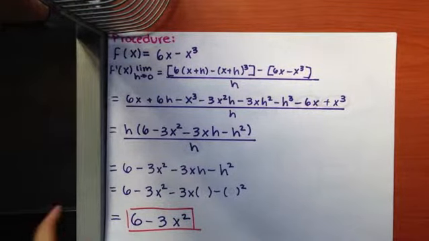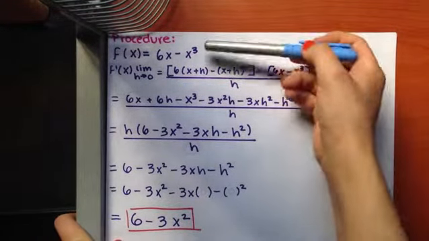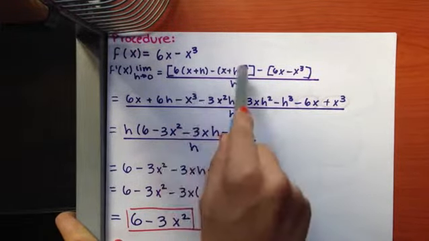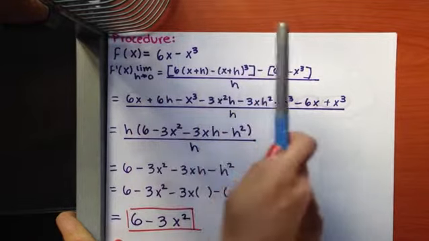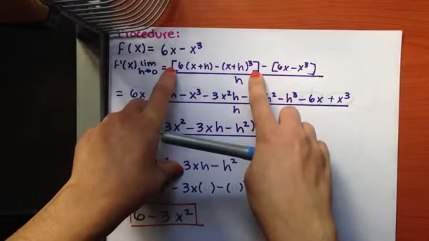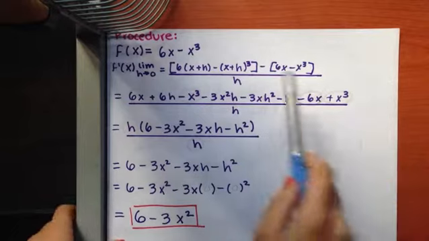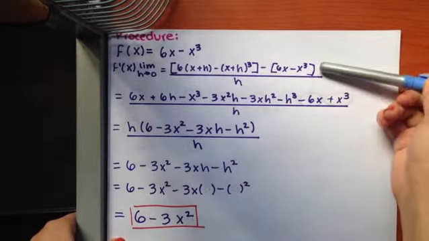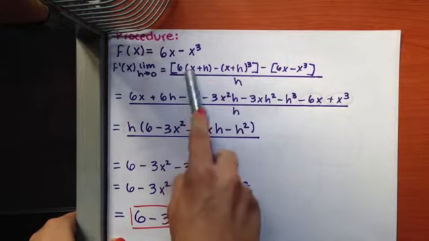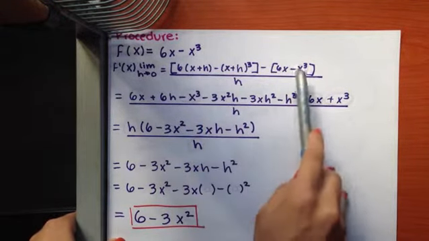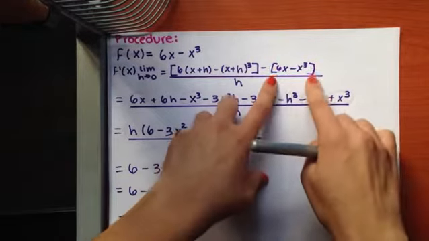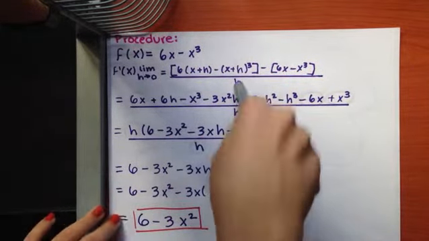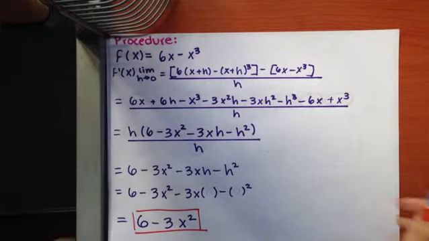Okay, first the procedure. This is the problem. First you have to plug in x plus h in every x of the problem, which is this part, this parenthesis. Then remember you have to subtract this problem to again the same problem, but instead of x plus h, plugging in just x, which is this part of the problem. Then dividing it all by h.